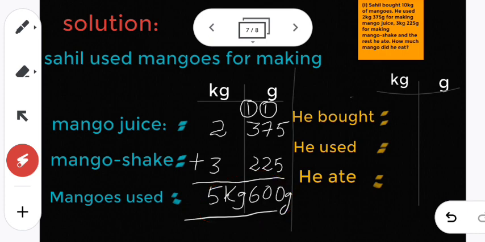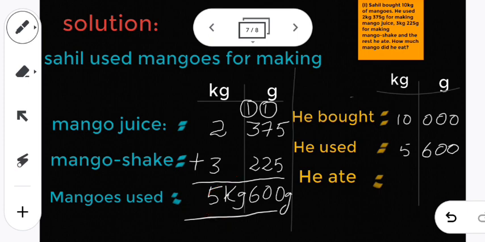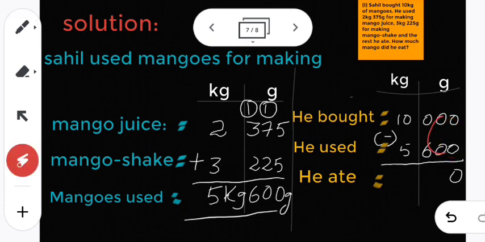Okay, so now, to find how much he ate, you have to minus from the total how much he has bought. He bought how much? 10 kg. There is no gram, so you have to put 0 here. And he used the mangoes, 5 kg 600 gram, so here you will write 5 kg 600 gram. So how much he ate? The rest only he ate. So to find the rest amount, you have to minus. So let's minus here, 0 minus 0, 0. Again, 0 minus 0, 0.